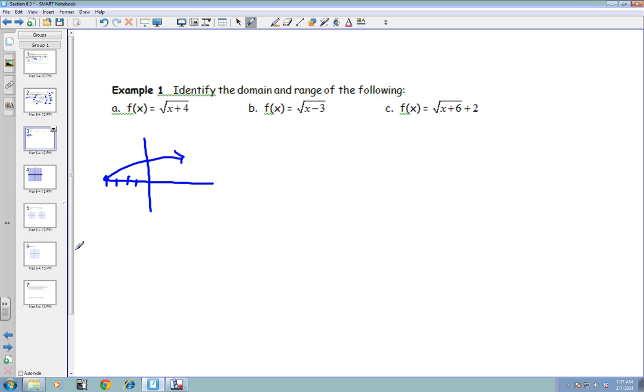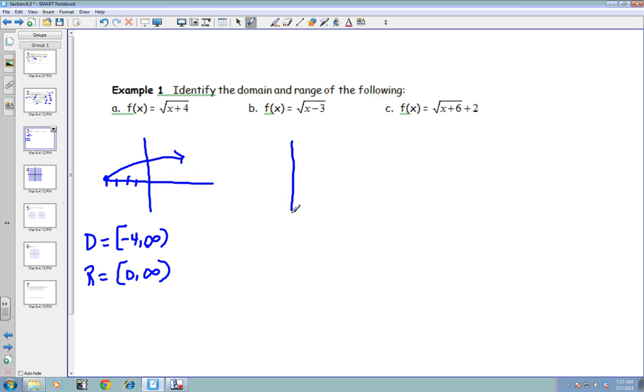My parent graph would look something like that. So my domain, instead of starting at 0, my x values start at -4. So my domain would be -4 to infinity. My range, how far down and how far up it goes, that didn't change. So my range is 0 to infinity. Okay, and we could graph that in your calculator just to confirm that that's what that graph looks like.